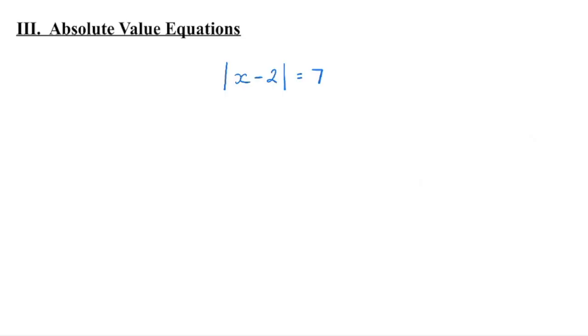In this lesson, we're going to look at how to solve an absolute value equation. So I want you to take a look at this equation. What could x be that would make the left side equal to the right side?